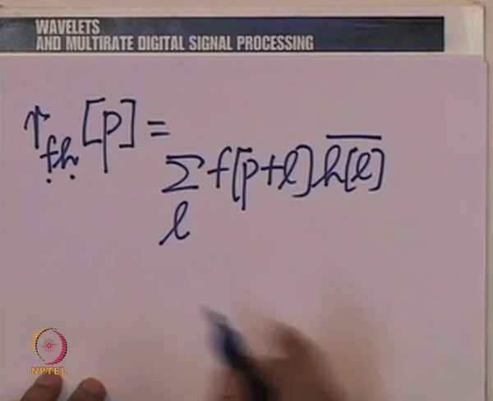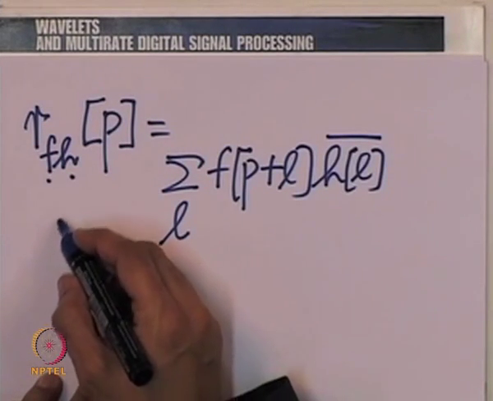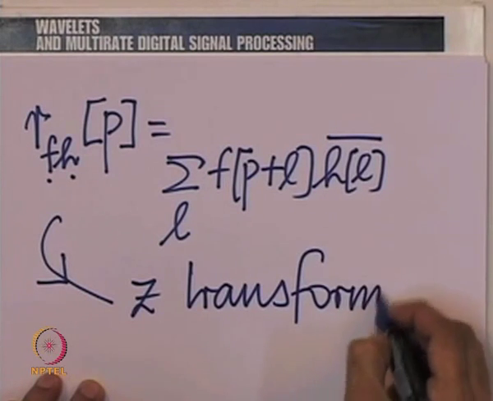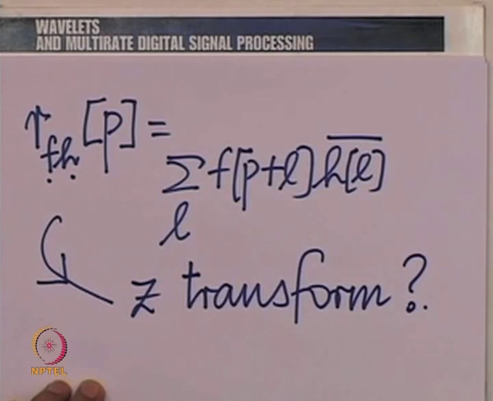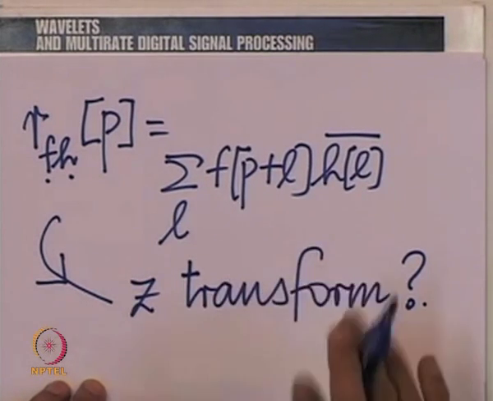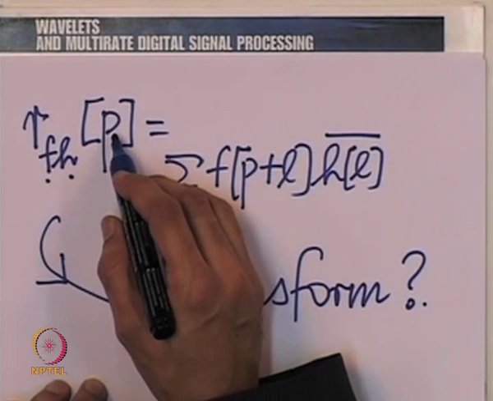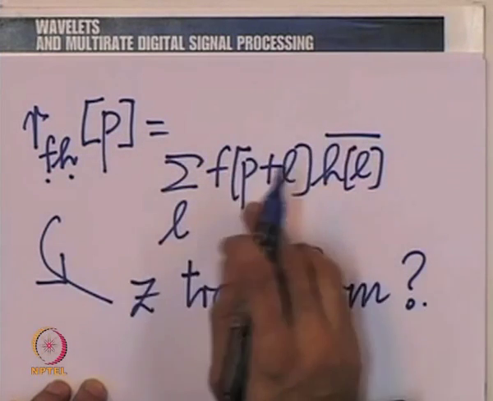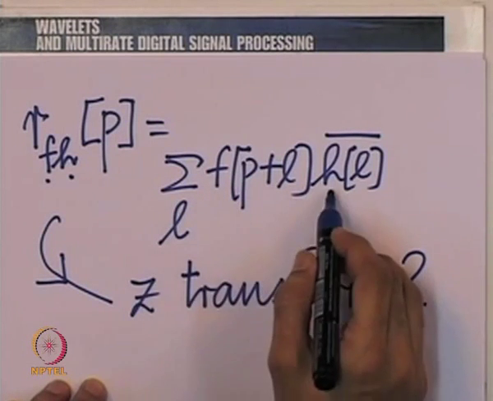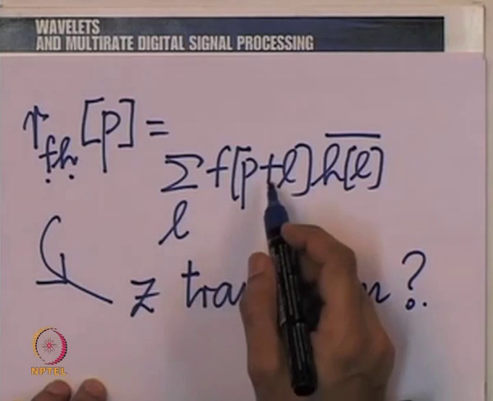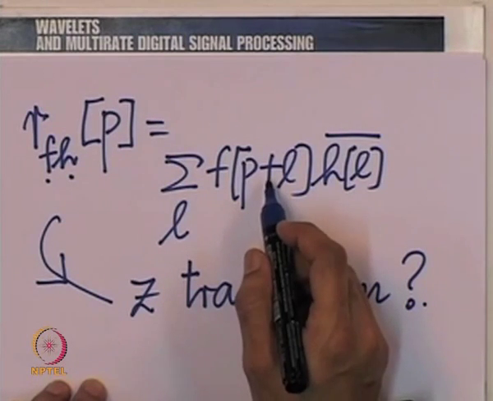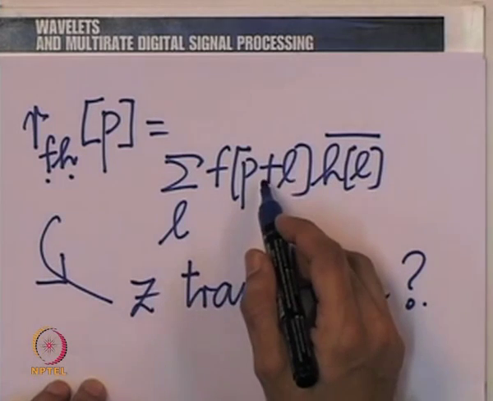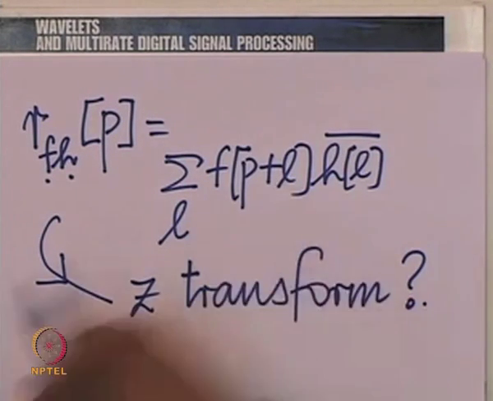Now, I leave it as an exercise to find the z transform of this. I provide a few hints. We notice that this cross correlation as a function of p is by itself a sequence. In a way, this is a sequence almost obtained by convolution of f and h, but with a difference. In fact, had this been minus l here, it would precisely have been a convolution of f and h complex conjugate. But the presence of plus instead of minus makes it slightly different from a convolution.